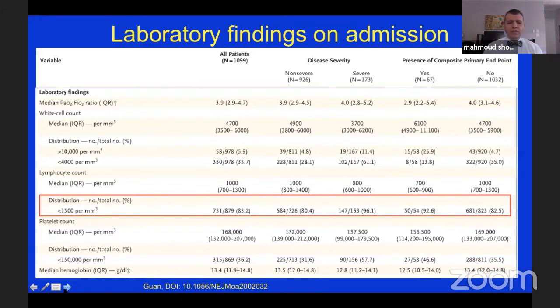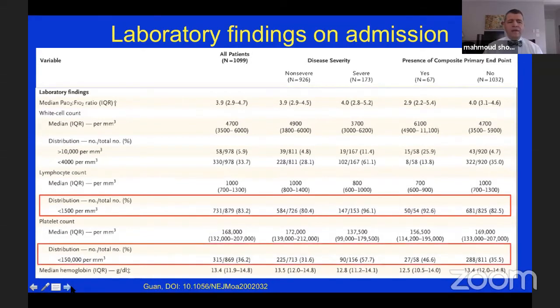It's about 83% of the ones who had the blood tested, and that was obviously more common in the severe cases compared to the non-severe ones. The other finding that was common in 1/3 of the patients was thrombocytopenia, which is a platelet count less than 150,000. Normal white count was also the common presentation for most of those patients.